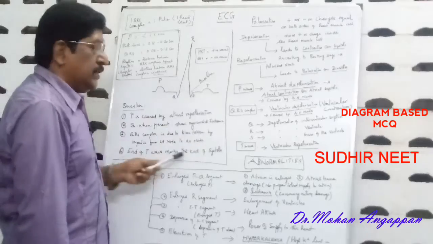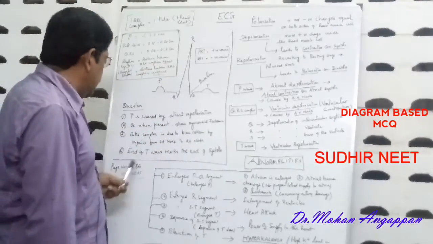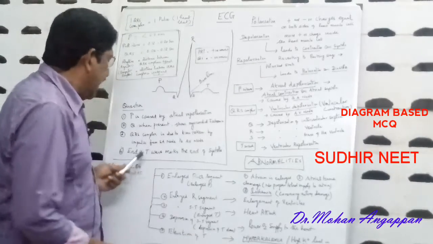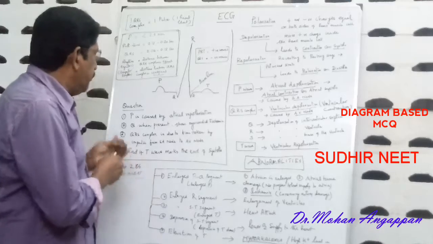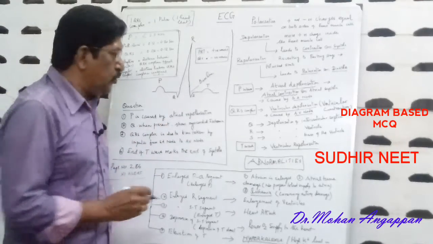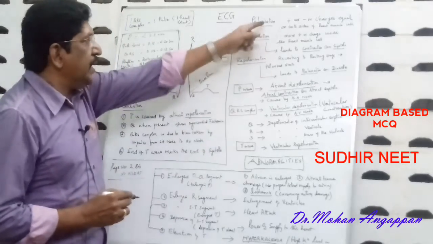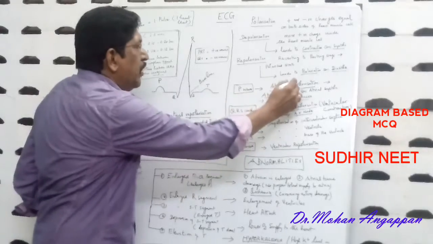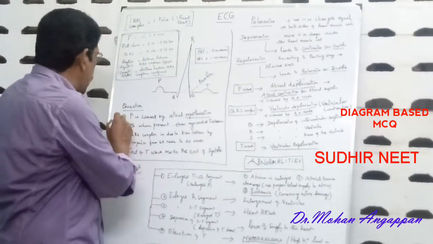Now we shall come to the question. This diagram and explanation you can see in the 11th NCERT book on page number 286. You can refer. First option, P is caused by atrial repolarization. So here the word repolarization is used. I told you, P indicates depolarization, not repolarization. So this option is wrong.